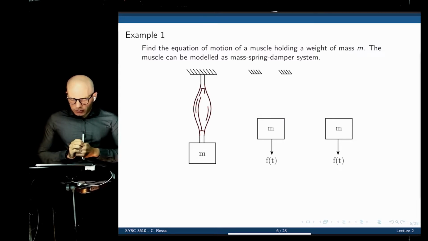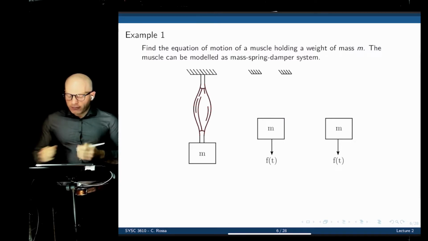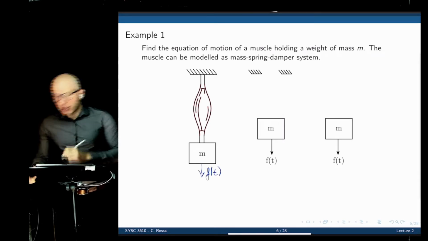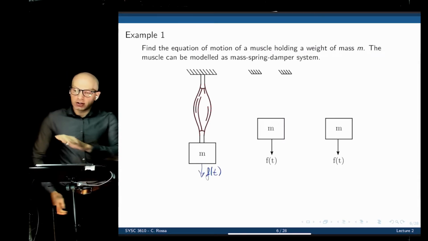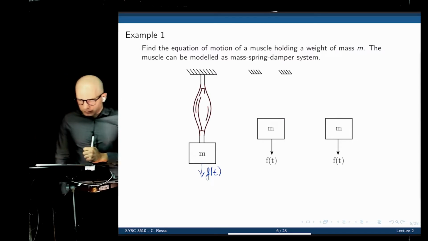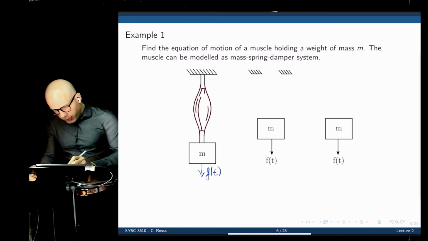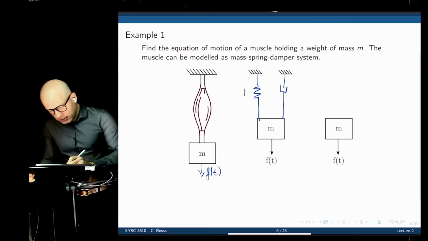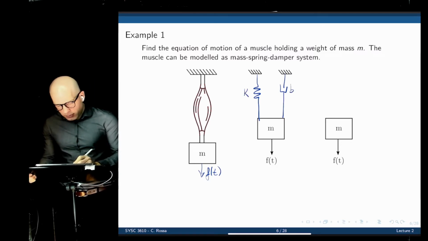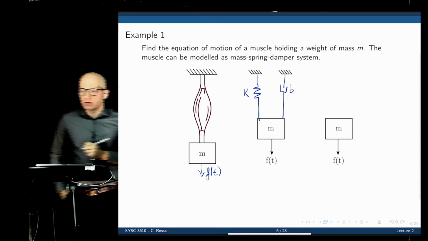What is the equation of motion here if we apply a force F of t to that muscle? Let's forget about gravity for now. Let's assume that we only have that force as the input. Well, we can attach a spring and a damper to the system. The spring has a stiffness constant K, and the damper coefficient B.